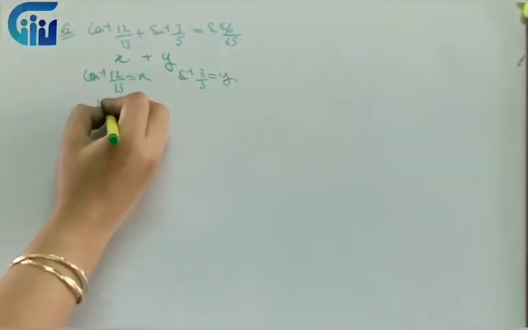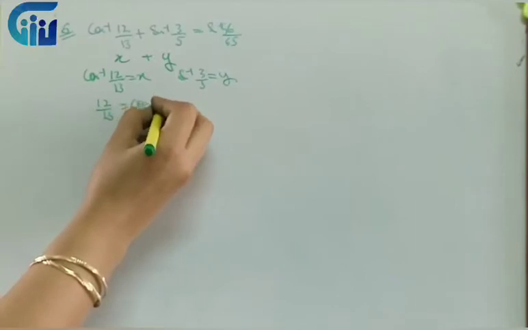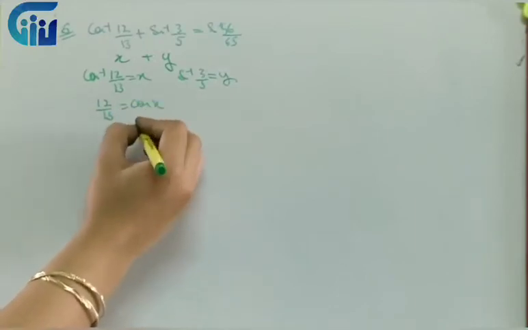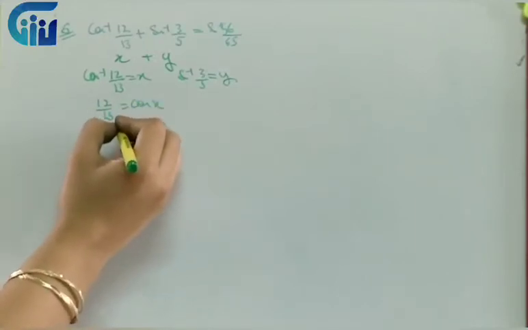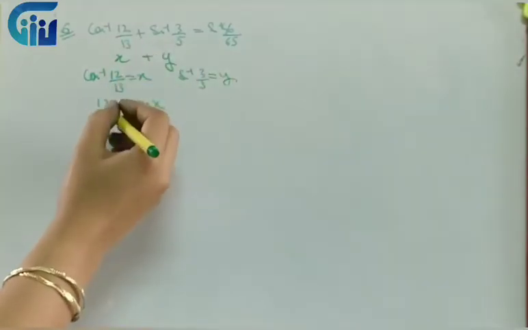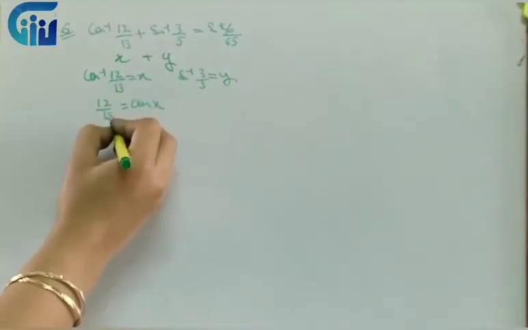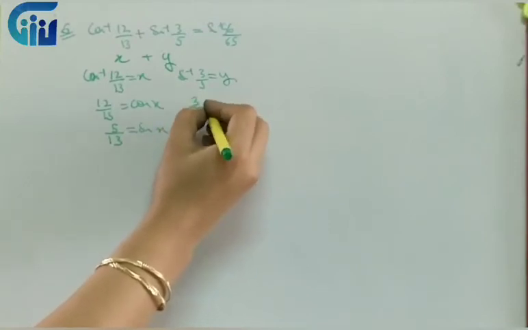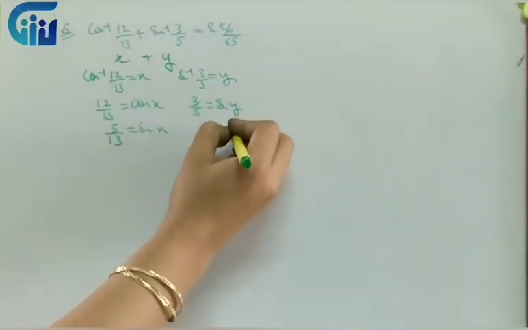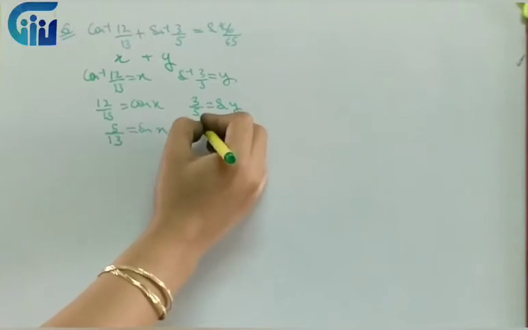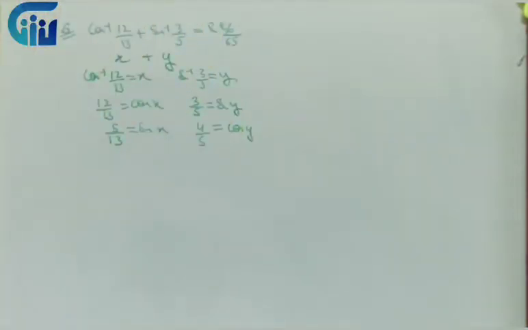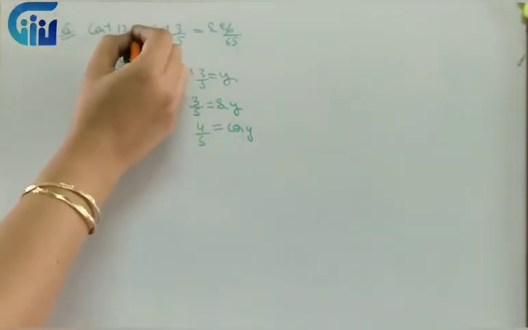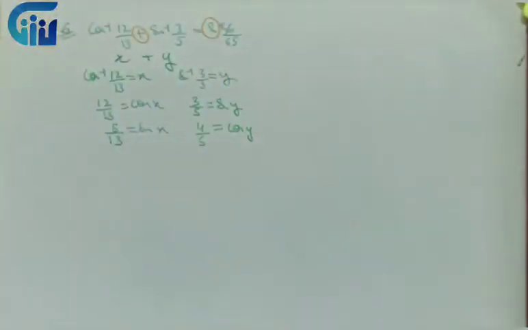So 12 by 13 is cos x, right? So sine x will be what? We will have sine x as 5 by 13. If I do the calculation similarly, 3 by 5 is sine y. I'll have my cos y as 4 by 5, right? Now what do we observe? Just try to observe. We have plus sign here and we have sine term over here.